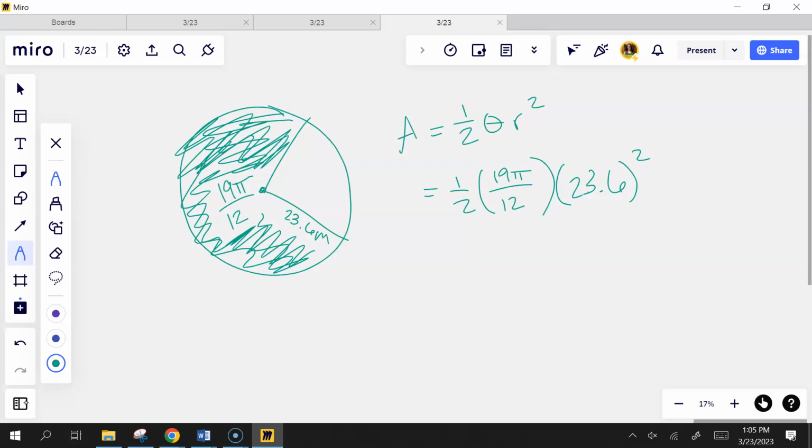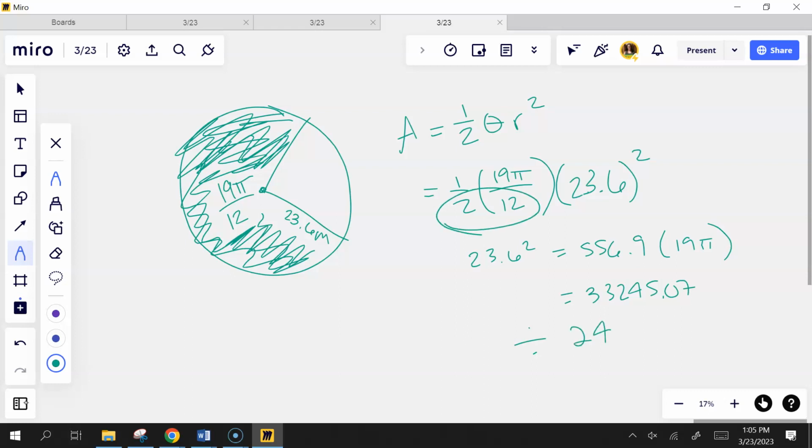On my calculator, I would do 23.6 squared, and I got 556.96. And to that, I'm going to multiply by 19 pi. I hit enter: 33245.07. I leave that in my calculator and divide by 24. That gives 1,385.2. And because I'm talking about area, it's square meters.